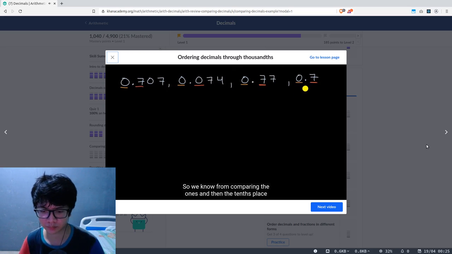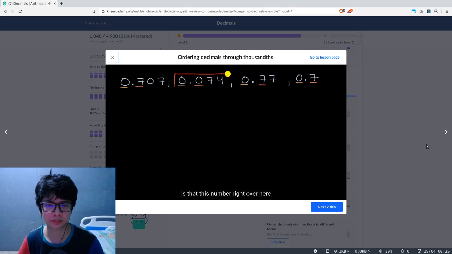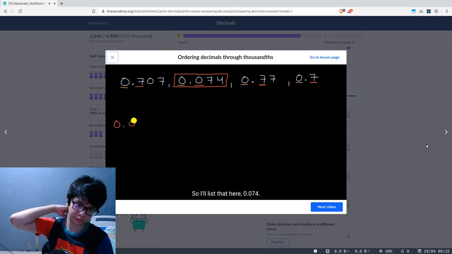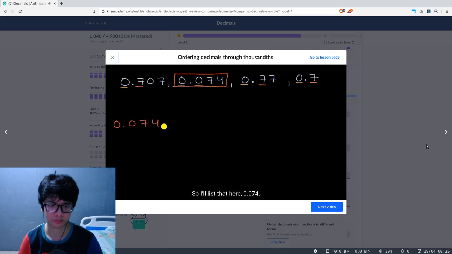So what we know from comparing the ones and then the tenths place is that this number right over here is the smallest of the 4 numbers. They all have 0 ones, but this one also has 0 tenths. So I'll list that here, 0.074. Now let's move to the hundredths place.